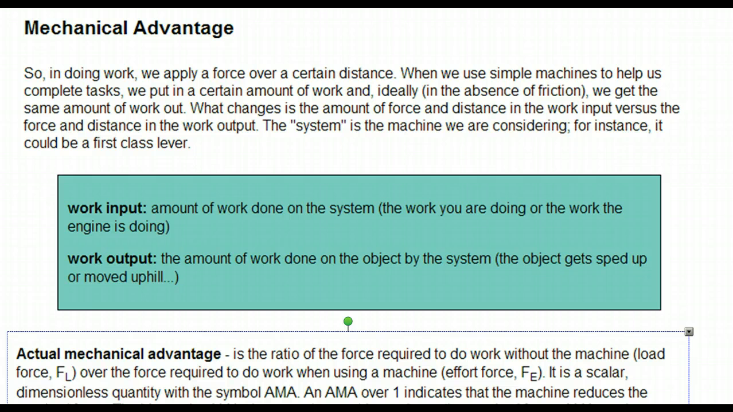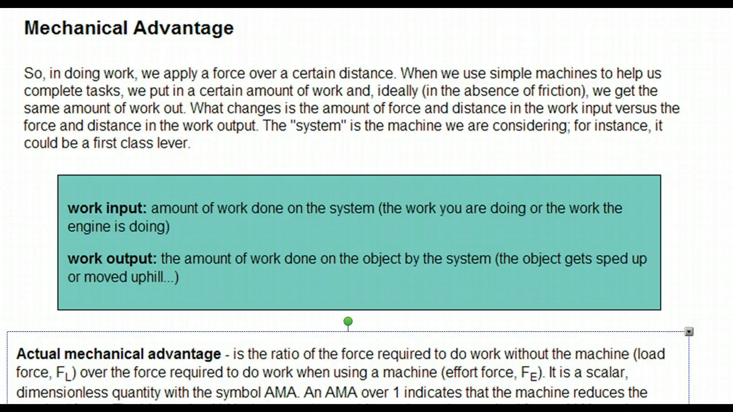So in doing work, we apply a force over a certain distance. When we use simple machines to help us complete tasks, we put in a certain amount of work, and ideally, in the absence of friction, we get the same amount of work out. We know that's not always true though. What changes is the amount of force and distance in the work input versus the output. And the system is the machine we're considering. For instance, it could be a first class lever.